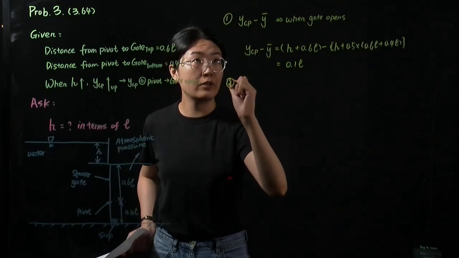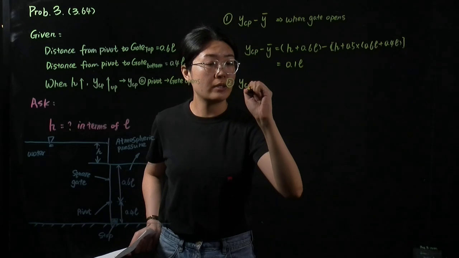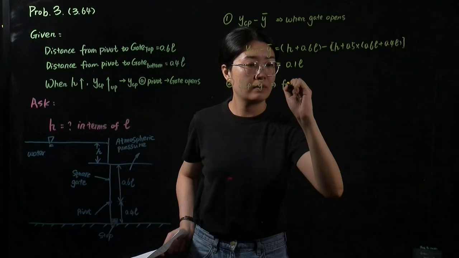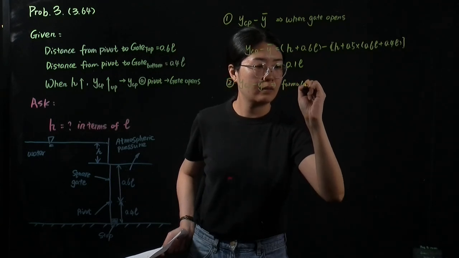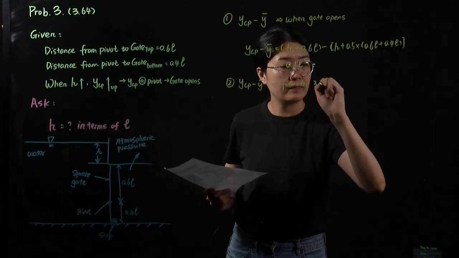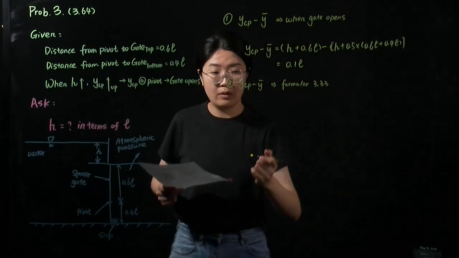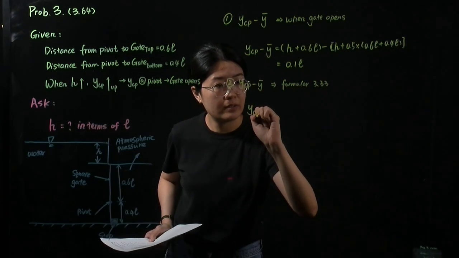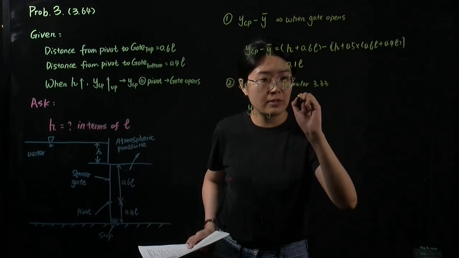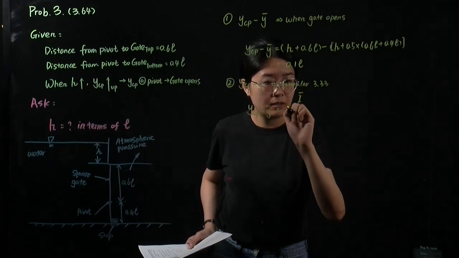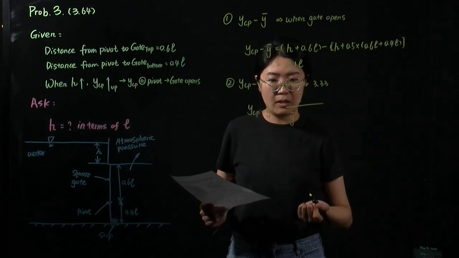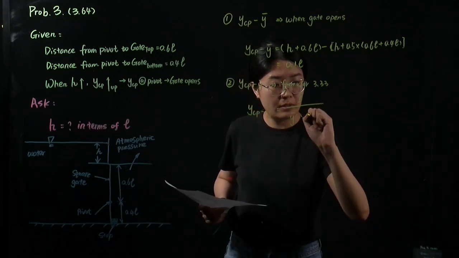Then we use the formula to calculate this distance. So this formula is 3.33. The distance should equal the area moment of inertia divided by the location of the centroid times the area.